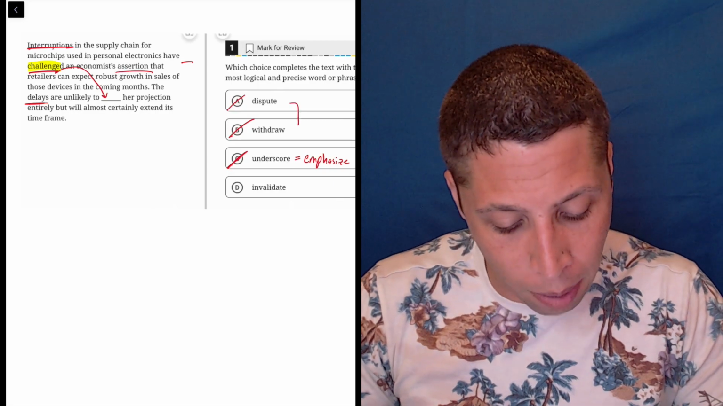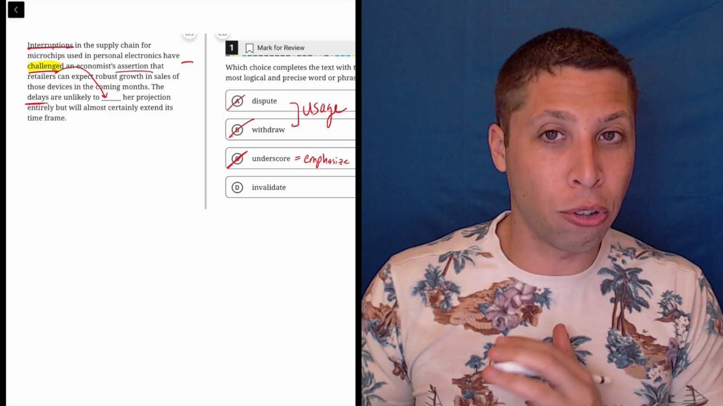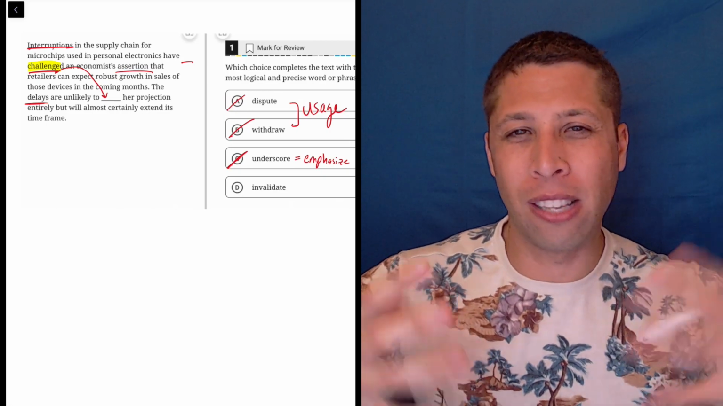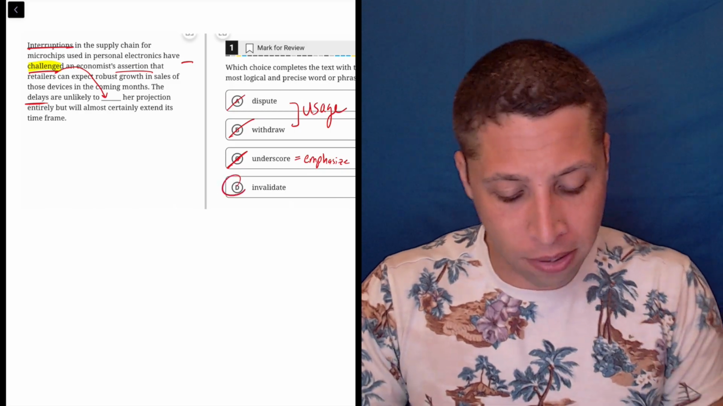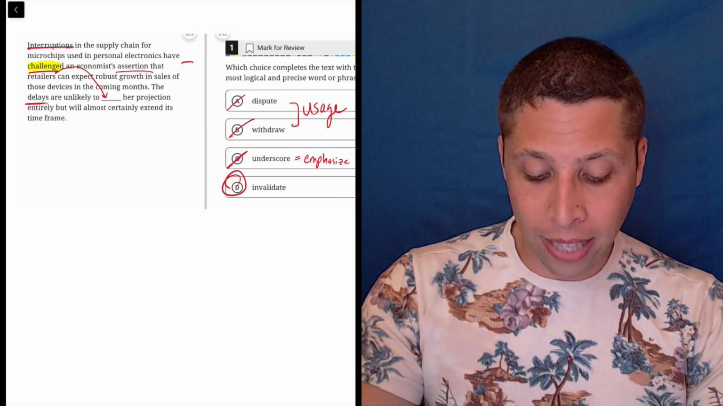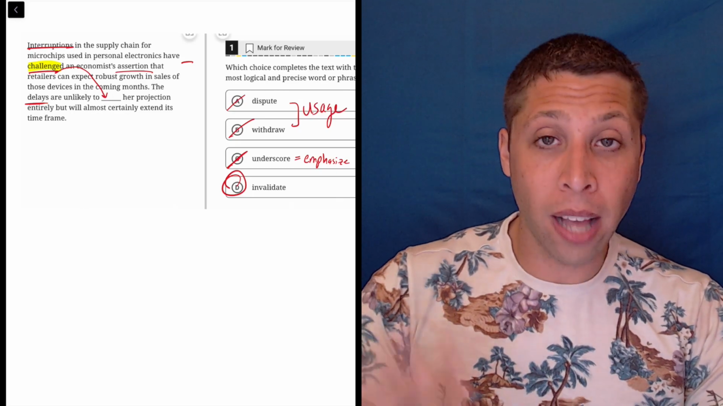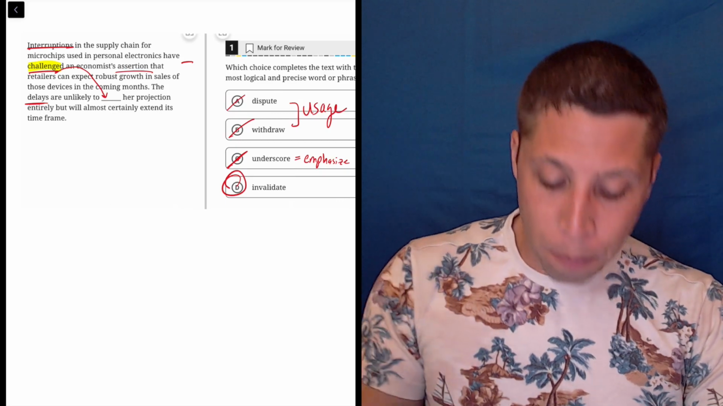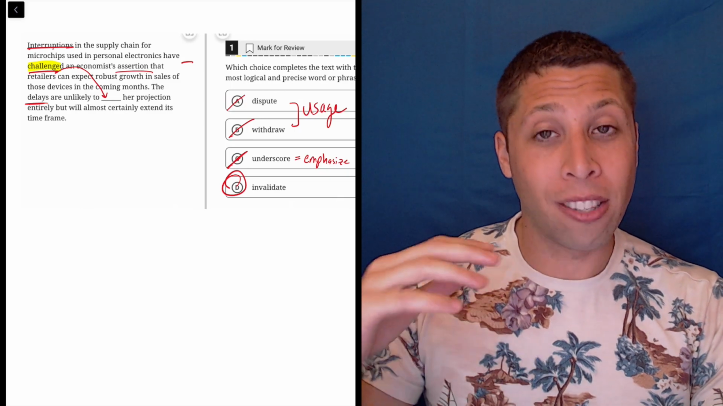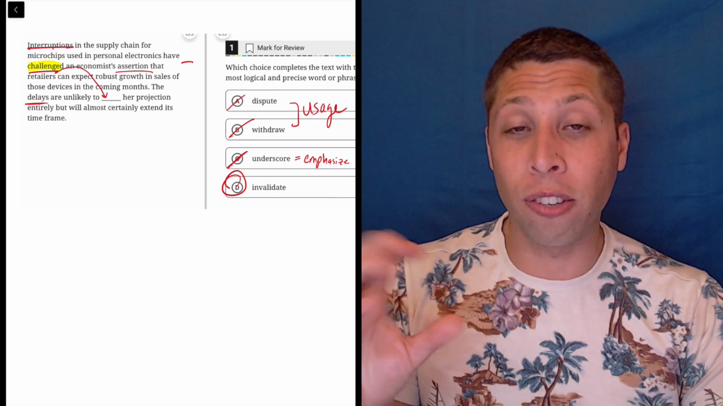So this is more a problem with usage, right? Certain words might be synonyms or close to it, but that doesn't mean that they can be used in the same situation. It's just the wrong thing doing these actions. Whereas invalidate is a more flexible word that does fit here. The delays are unlikely to invalidate her projection, meaning they're not likely to say it's completely wrong, but they are going to extend the time frame. So she's not totally wrong, it's just that she's kind of wrong. And so there is also an element of degree, a change of degree here.